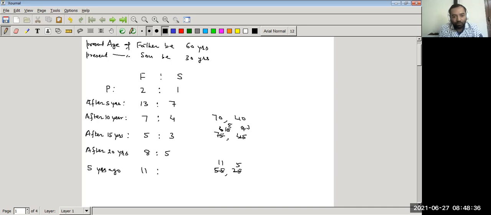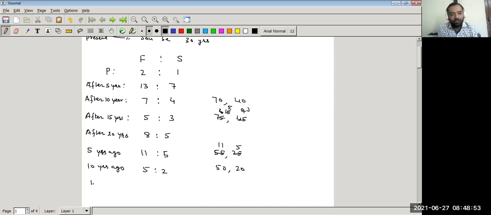10 years ago, what is their ratio? 50 and 20, so 5:2. 15 years ago, father will be 45, son will be 15, so you can find 3:1.